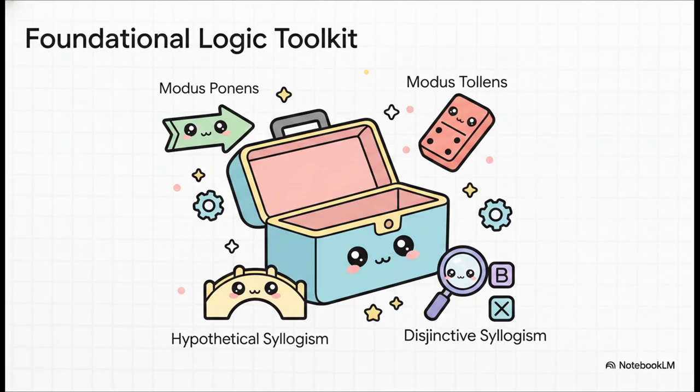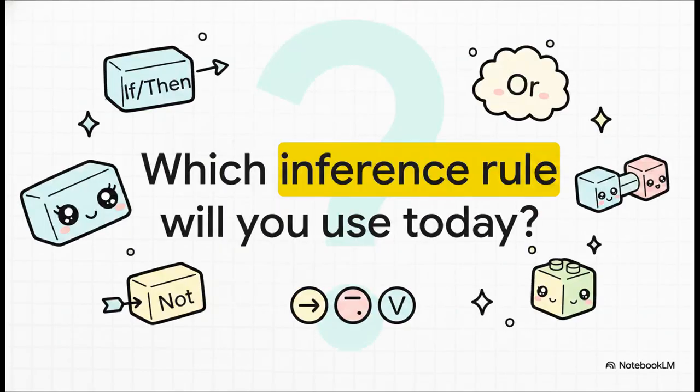Whether you're stepping forward with Modus Ponens, tracking backward with Modus Tollens, chaining events together with a hypothetical syllogism, or eliminating the impossible with a disjunctive syllogism, you are engaging in the very architecture of reason itself. So, as we wrap up this explainer, I want to leave you to ponder this. Are your daily arguments actually logical? And which of these exact building blocks will you rely on first? The next time you find yourself trying to prove a point or solve a problem, pause and ask yourself if you're truly following the path of the if, then, the not, and the or.